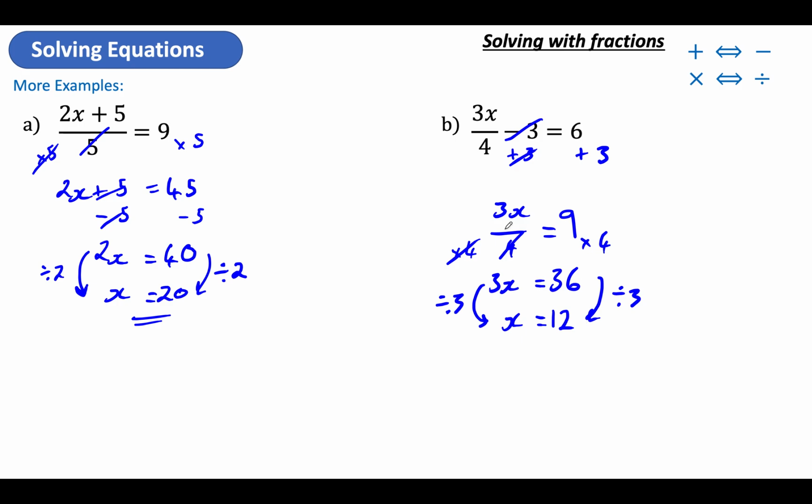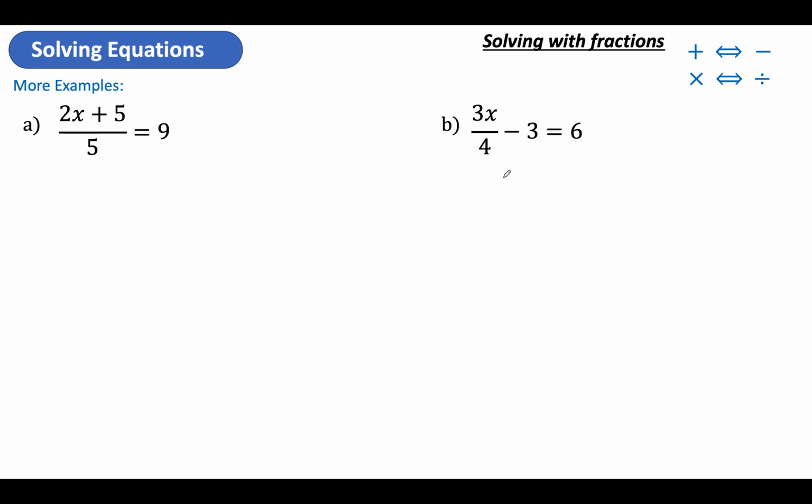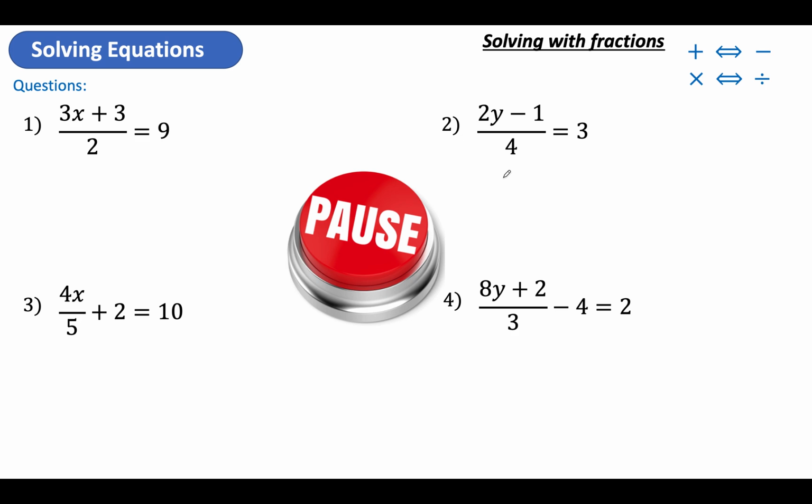So the main thing here is to decide: is everything over the denominator, in which case multiply first? Or is only one bit, in which case deal with the separate number first? 4 questions for you to do again, so off you go. It's your turn. Pause the video and off you go.